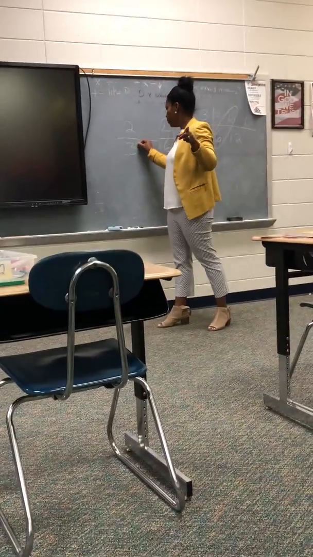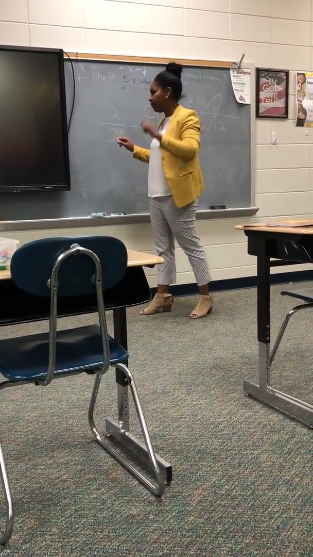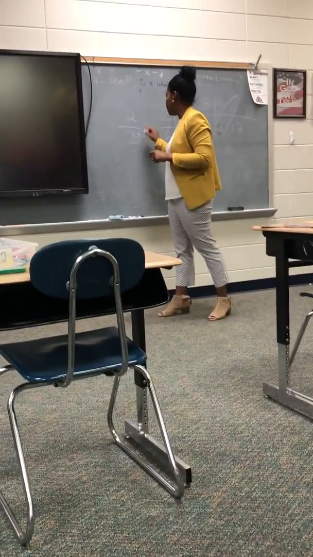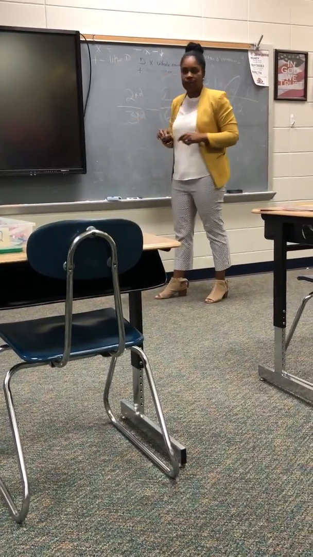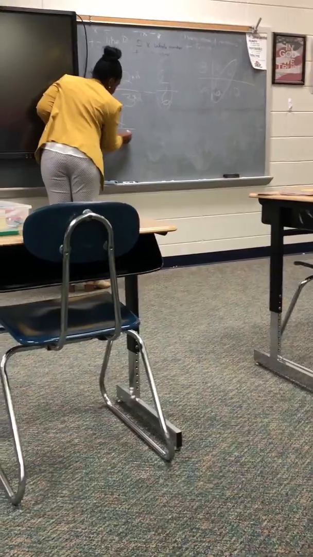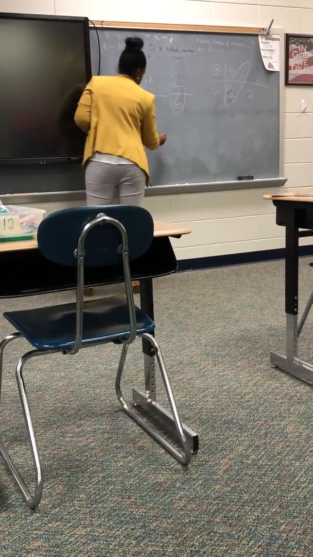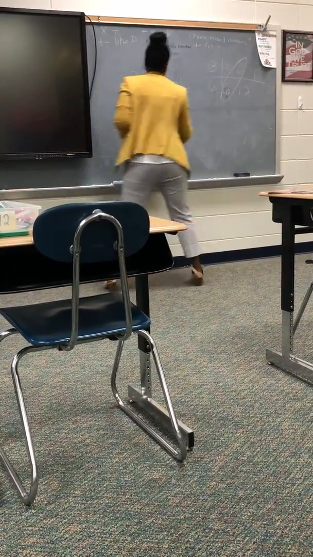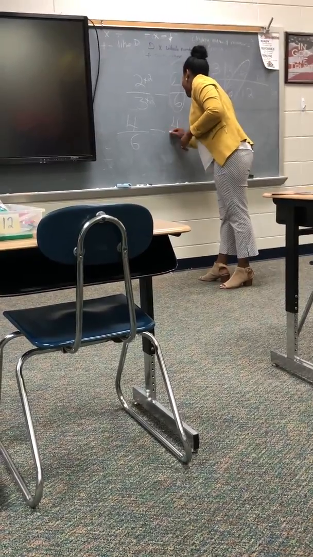So, good. 2. July said 2. Awesome, July. So 3 multiplied by 2 is 6. And 2 multiplied by 2 is 4. Now we'll rewrite that. You're going to get 4/6 subtract 4/6.